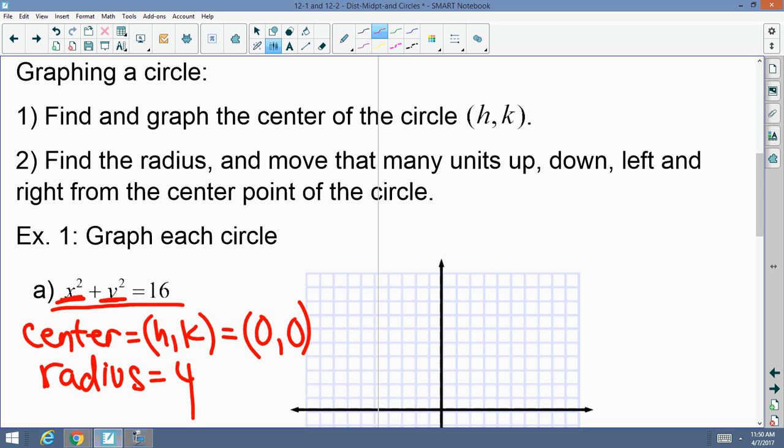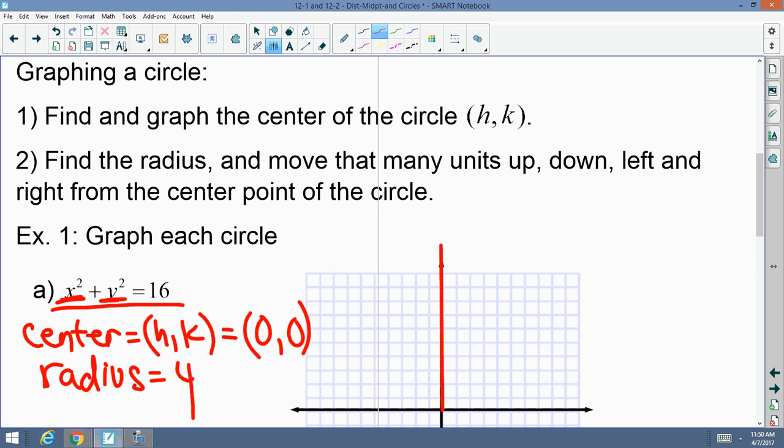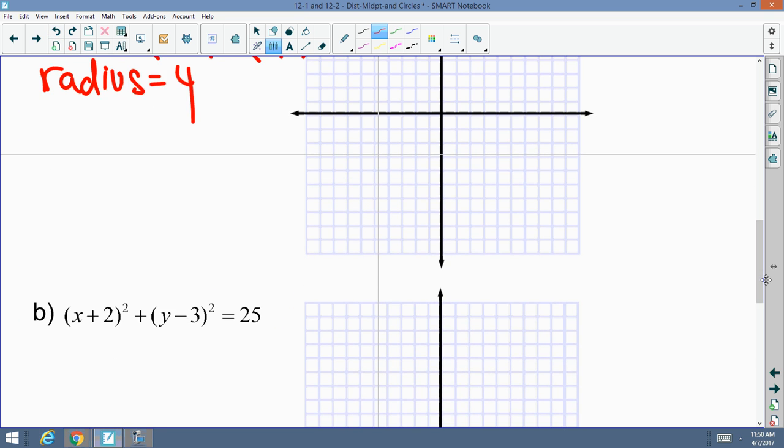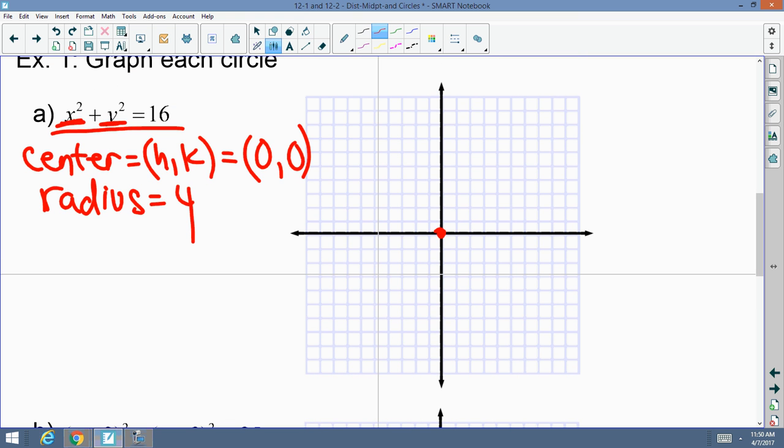So now, let's follow directions. Find and graph your center: (0, 0). Now, my radius is 4, correct? So I'm literally going to go up, down, left, and right 4 units. Up 1, 2, 3, 4 units. Down 1, 2, 3, 4 units. Left 1, 2, 3, 4 units. Right 1, 2, 3, 4 units. Connect the dots, guys. You have a circle.